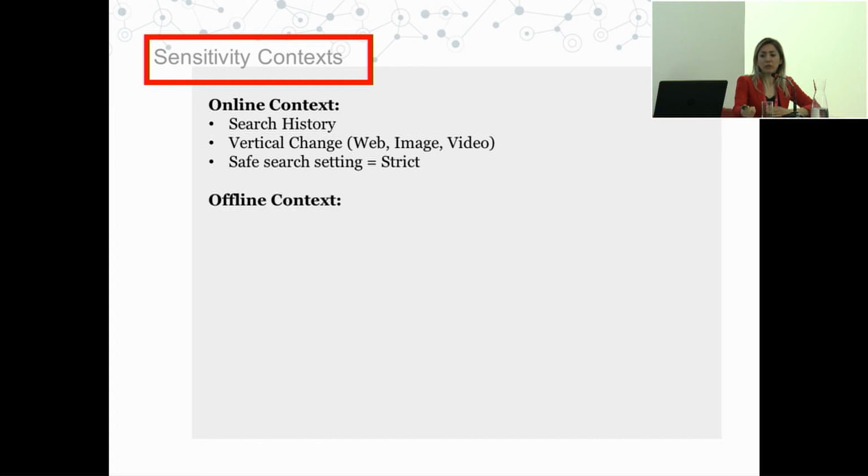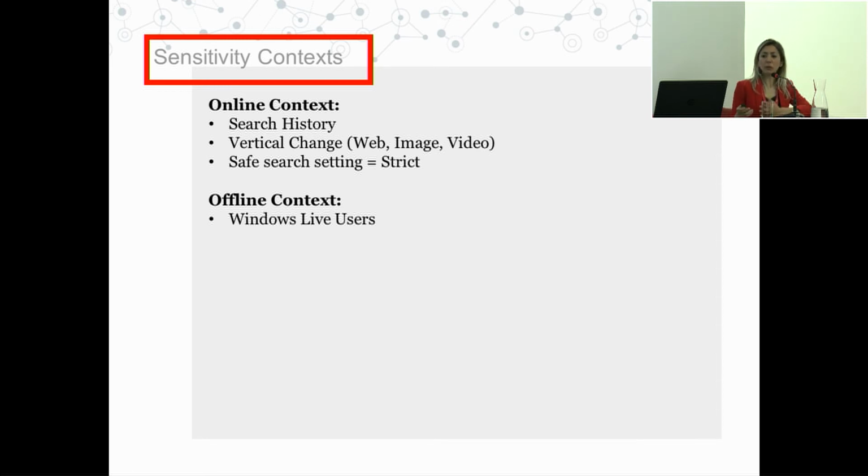And when we go to the offline context, I'll just jump over to the safe search setting. When it's put to strict, there's also a higher probability that the user would delete these items. So strict means no adult, nothing. So I think the user is in a very privacy and appropriate mode of searching.